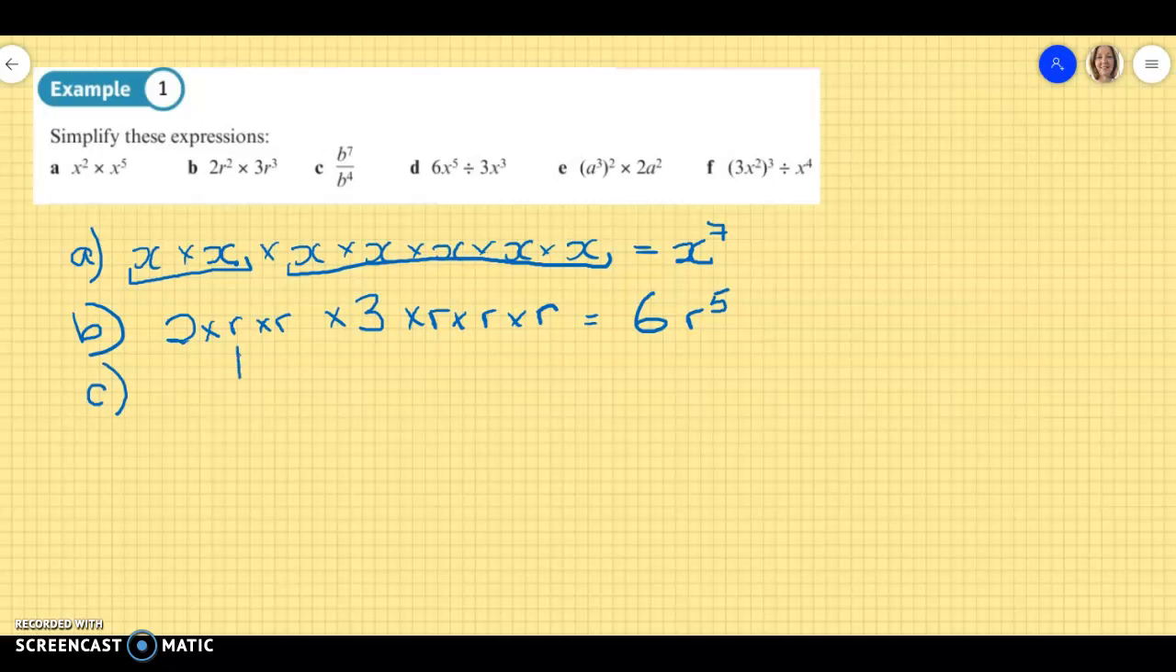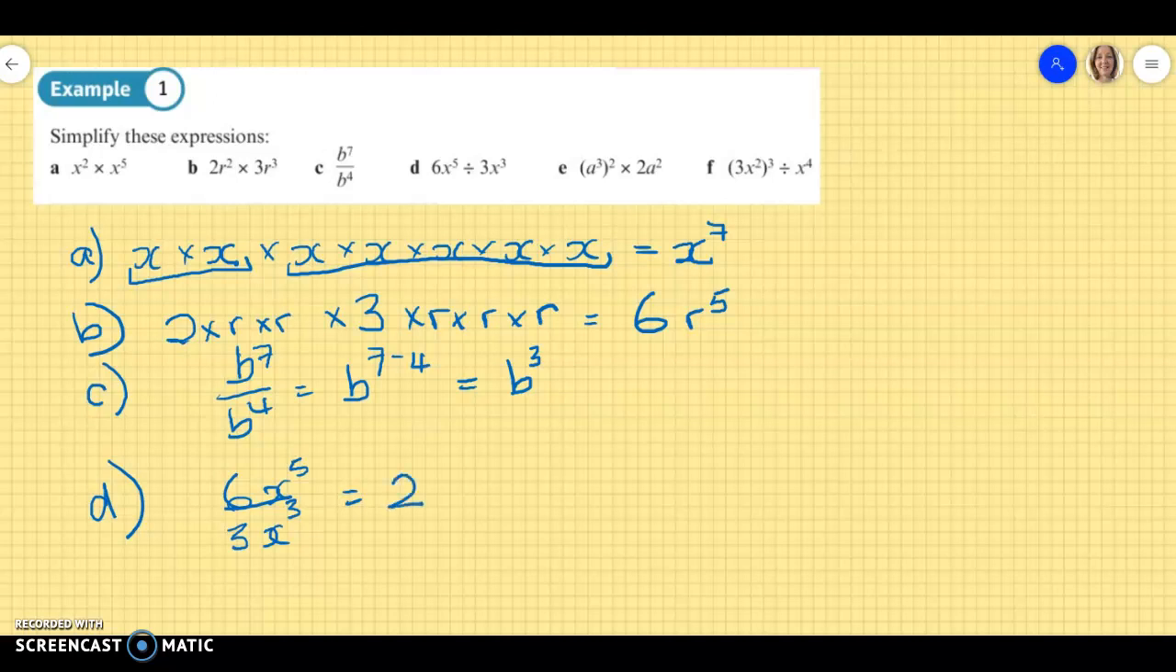That gives you r to the 5. b to the 7 over b to the 4. We know that's 7 b's divided by 4, or we know we're just going to do 7 minus 4. Writing it out like that is absolutely fine. So we've got b cubed. D, the same thing. You can write it out as a fraction because it's got divide. So 6 divided by 3 is 2. Be careful on that. Do with the numbers what you would do with the numbers normally. And then you've got x times x times x times x times x on the top and x times x times x on the bottom. Or you know that given there's a division with those x's, it's 5 take away 3, which gives you 2x squared.